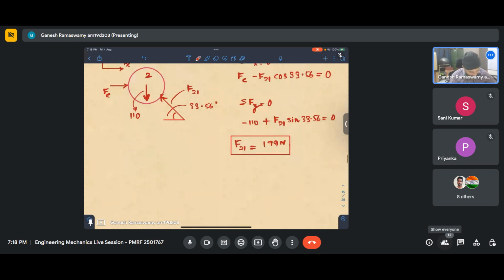So Fc is F21 cos 33.56. So Fc is what? 165.83 newton.